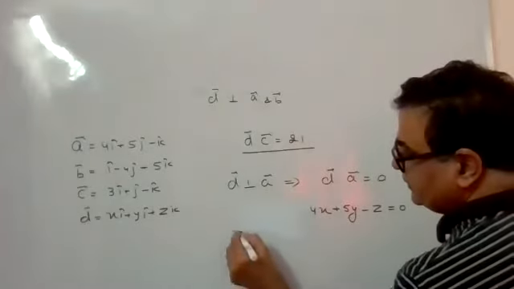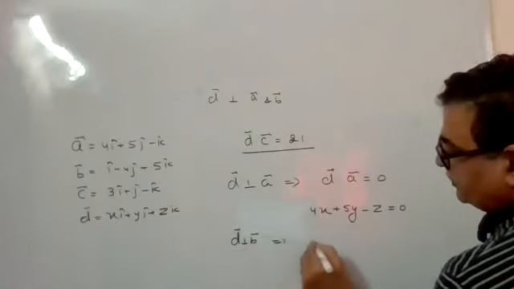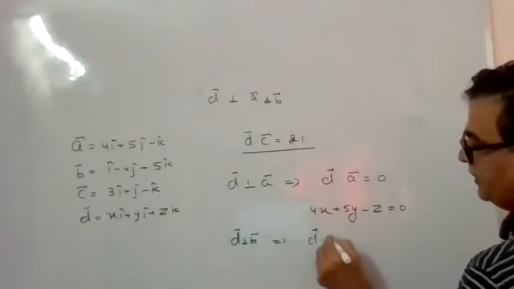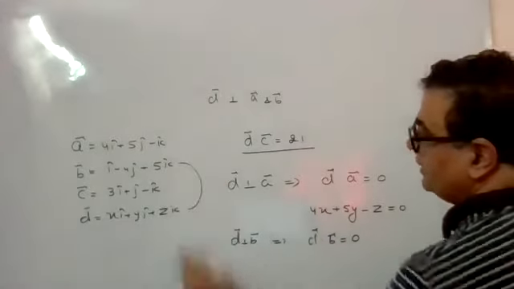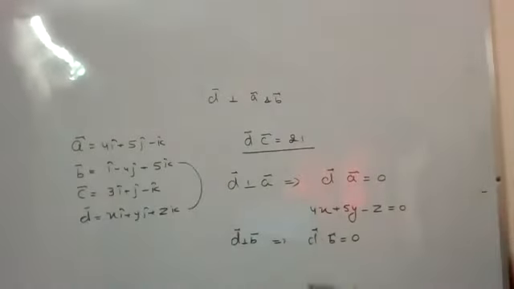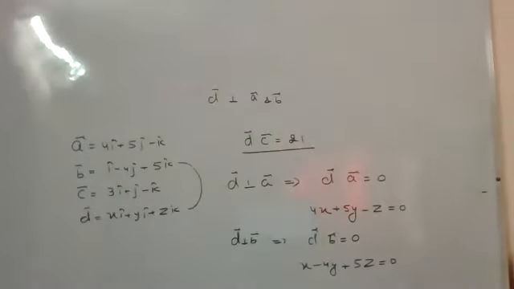Second condition says D is perpendicular to B. That indicates D dot B has to be 0. So the dot product of D and B should be 0. What I have is x minus 4y plus 5z equals 0. Right or no? Then one more piece of information.